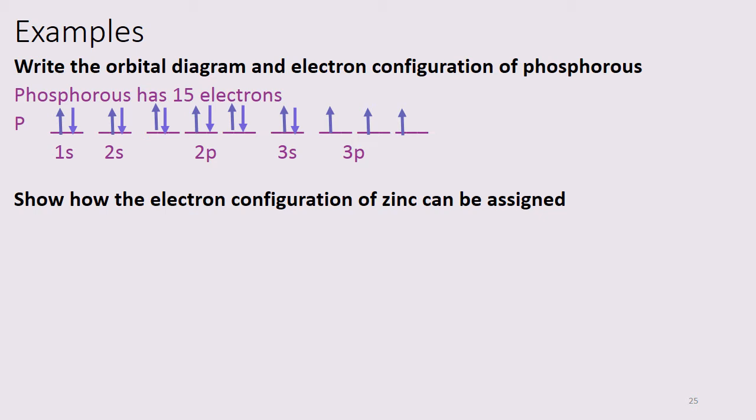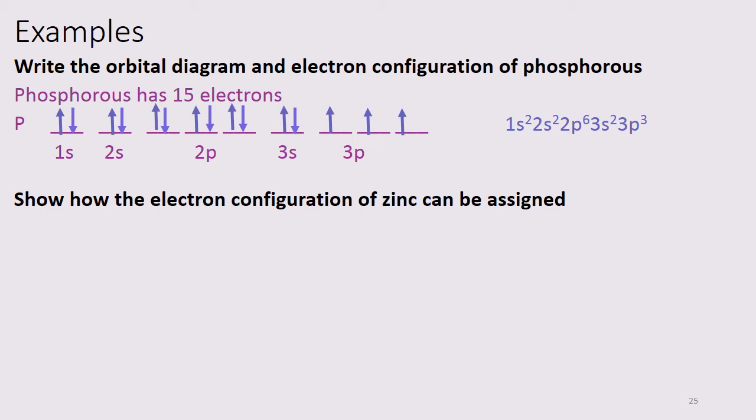So what is the electron configuration? Well, there's 2 in the 1s, so 1s2, 2s2, 2p6, 3s2, 3p3. So there's the electron configuration for phosphorus.